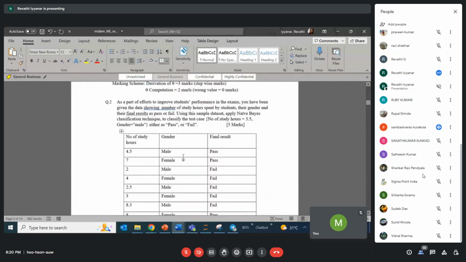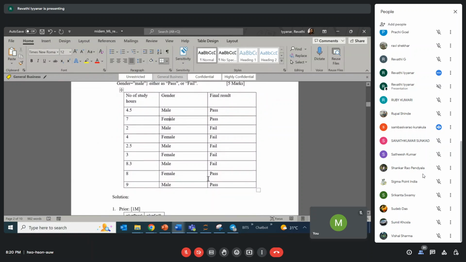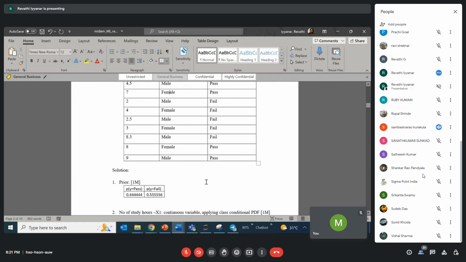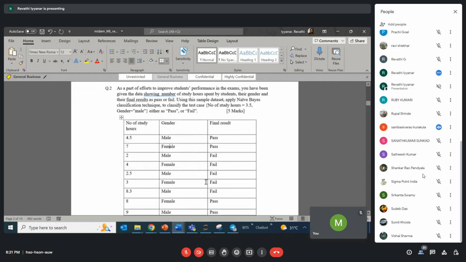If you see the question, they will ask study hours 3.5 male, whether pass or fail. Here study hours is a continuous variable. In place of that, they can give something else like subjects, maths, and so on. Then they will ask, if the subject is this and gender is this, whether they will pass or fail. So the second example is categorical. When numbers like 4.57 come, that will be a continuous variable, so their mean and variance will come into picture.